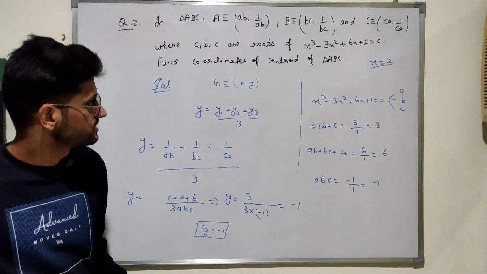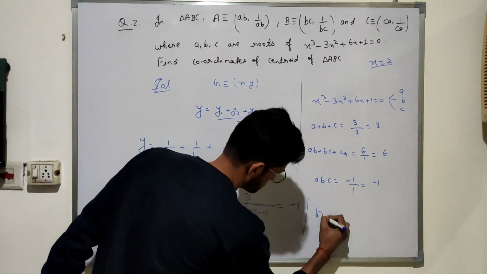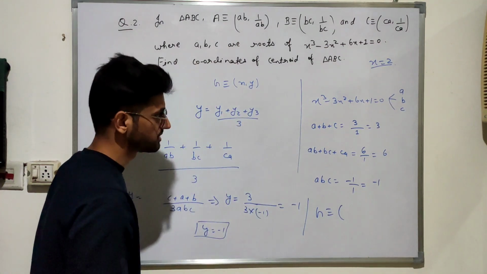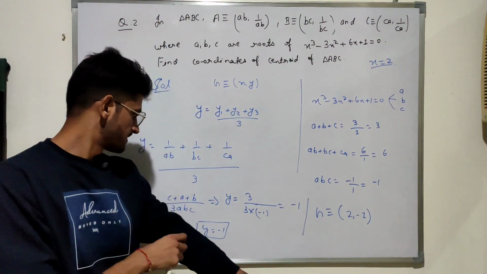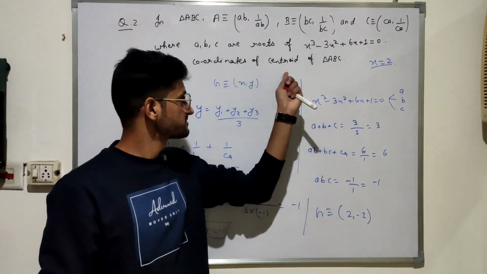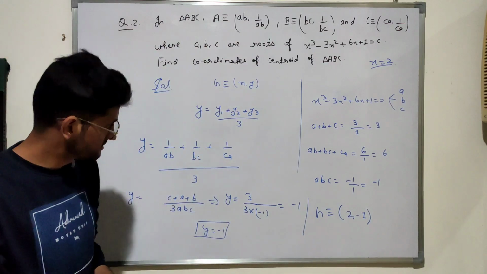So the coordinates of the centroid: the x coordinate is plus 2 and the y coordinate is minus 1. So finally we can write that the coordinates of the centroid of triangle ABC are 2 comma minus 1. How have we achieved this?